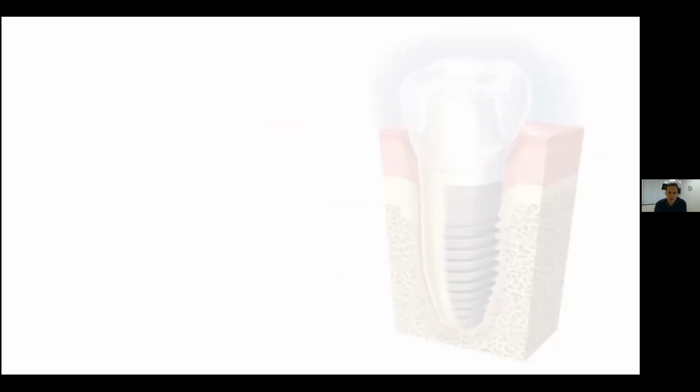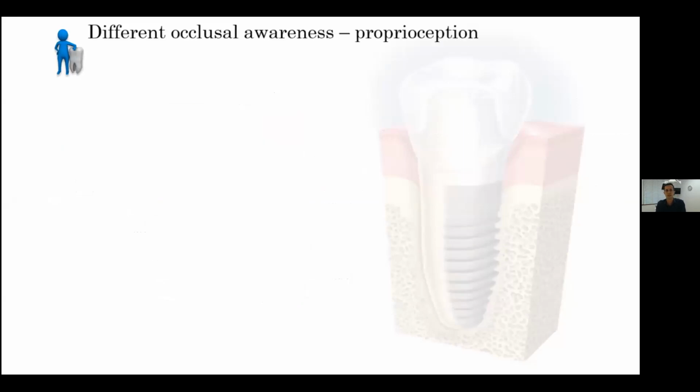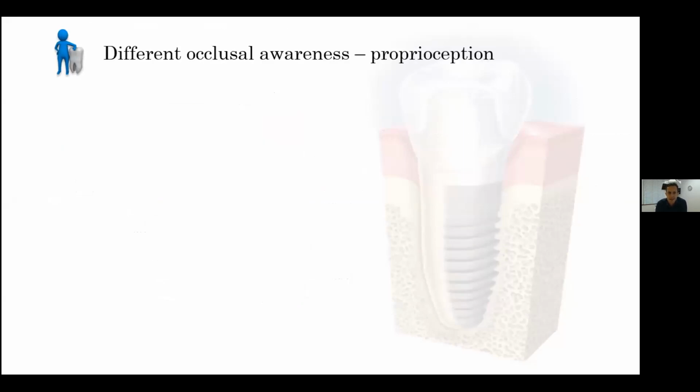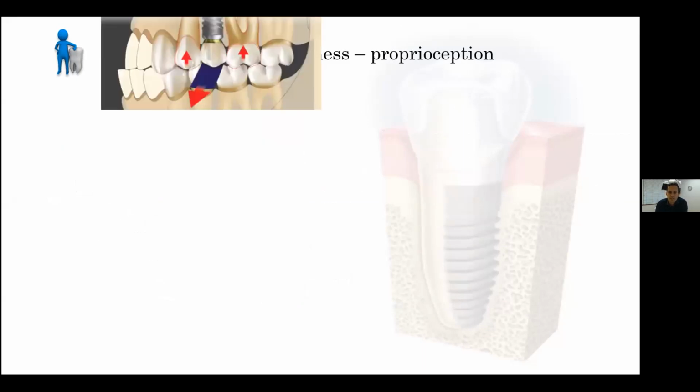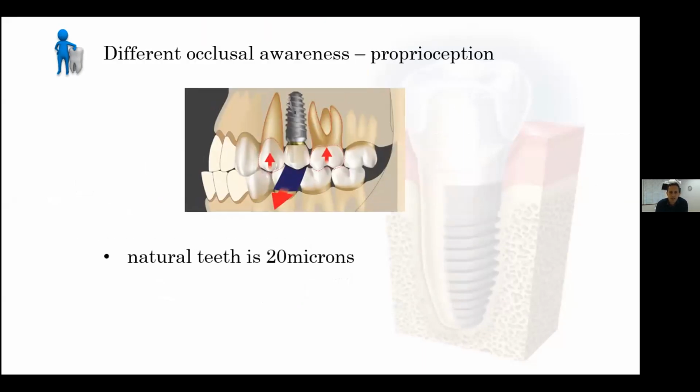And now we can look at those differences in detail between implants and teeth. Implants have a different occlusal awareness, in other words, proprioception, compared to that of teeth. Teeth have an occlusal awareness of 20 microns. So that means if you put something of 20 microns between your teeth, you will be aware of it. Anything less than 20 microns, the teeth can't register.